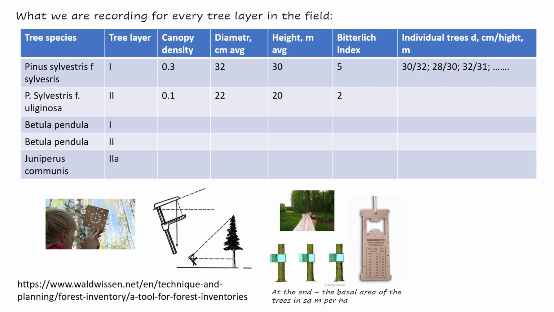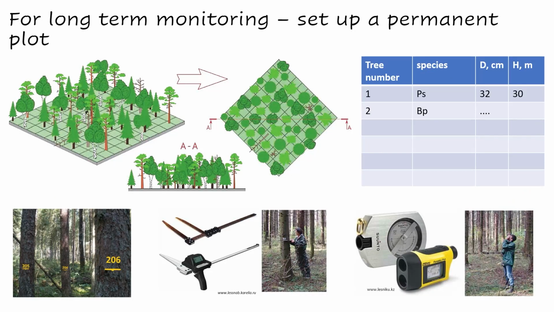So for the most accurate approach, you have to count every tree within your plot, for each layer separately, and put down the diameter and height measured accurately by relevant equipment. If you are dealing with long-term monitoring, you have to set up a permanent plot.